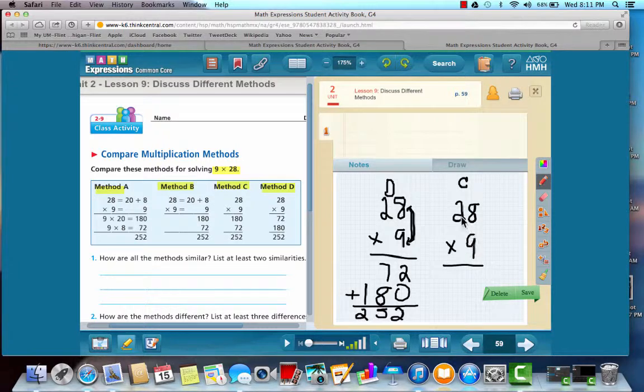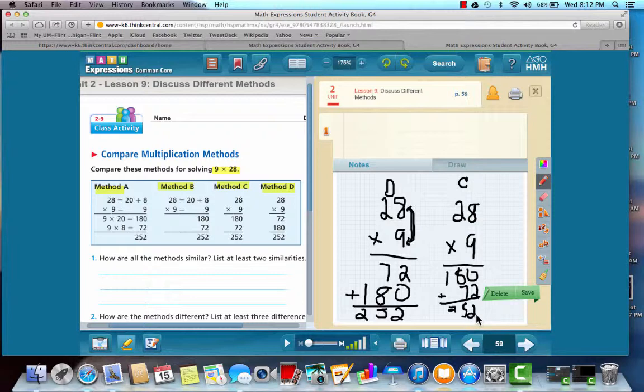So 9 times 2, but remember, it's not 2 again, it's 20 because this is 2 tens. So 9 times 20 is 180. And then they're multiplying the ones place and saying 9 times 8 is 72. And again, adding those two partial products together, you get 252.